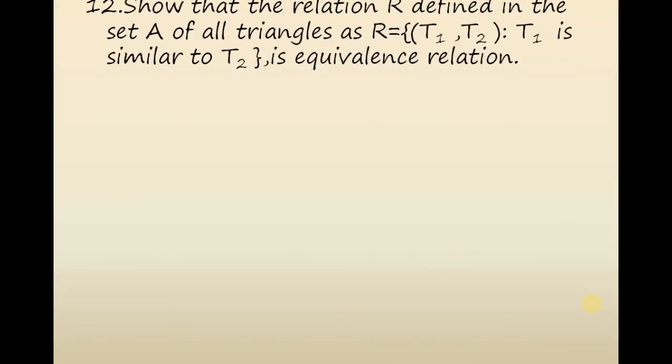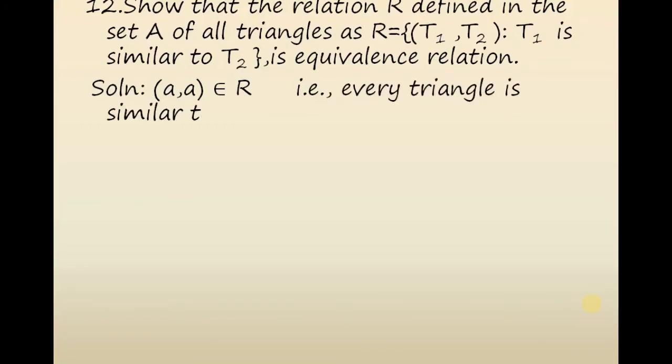Okay, let's move on to the 12th one. Show that the relation R defined in the set A of all triangles as R = {(T1, T2): T1 is similar to T2} is an equivalence relation. Okay, we've come to triangles. For it to be reflexive, it has to be in the form of (a, a), which means two triangles that are similar to each other. Every triangle is similar to itself. Don't forget that. So it is reflexive.